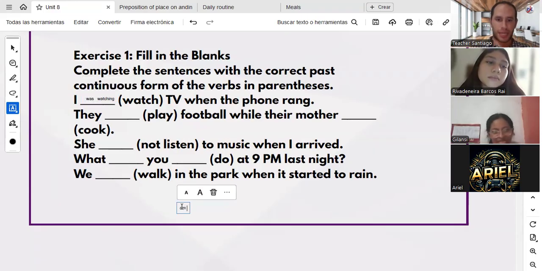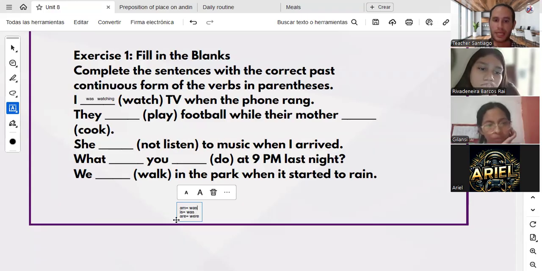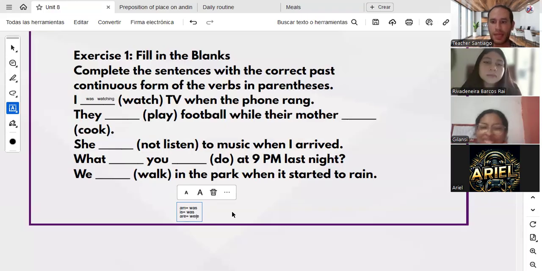In present, we have am, is, and are, right? In past, for are, we use were. For am and is, we use was. Instead of am, we use was. Instead of is, we use was. And instead of are, we use were. This is verb to be in present. And this is verb to be in past. Okay, do you notice the difference? Gilansi, do you understand?